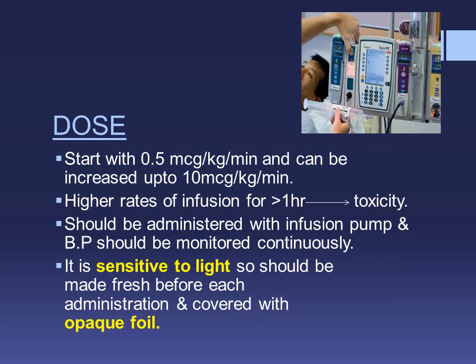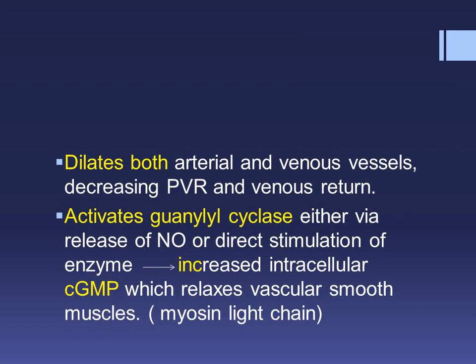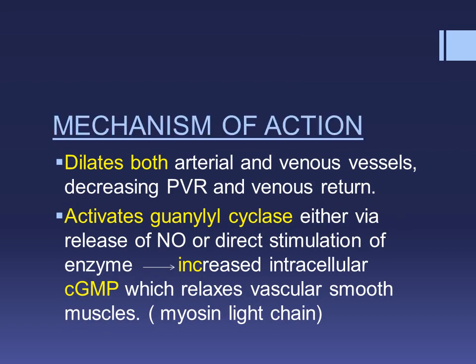As for the dose, we basically start with a low dose of 0.5 microgram per kg per minute and then increase up to 10. Higher rates of infusion for more than 1 hour can lead to toxicity. So you should always administer it with an infusion pump and it should be monitored. It is sensitive to light and should be made fresh each time and kept covered in opaque foil. Regarding the mechanism of action of nitroprusside, it is dilating both the arterial and venous vessels and thereby decreasing peripheral vascular resistance and venous return.